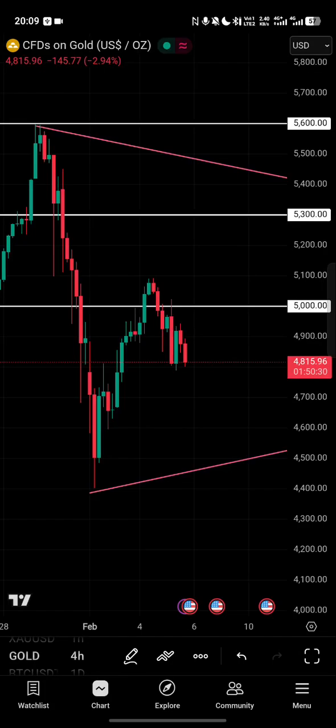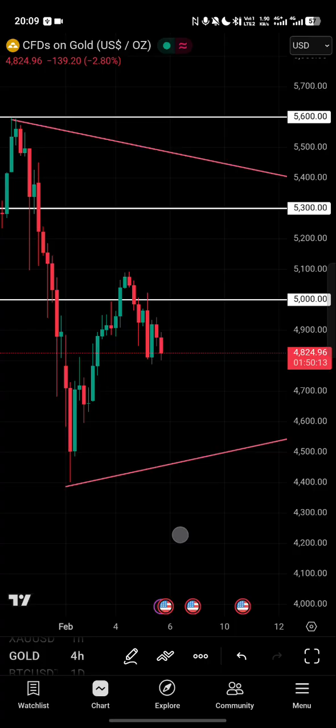Today we'll be updating on the gold chart on Thursday the 5th of February to see whether the chart right now is in a bullish or a bearish trend, to be able to confirm our bias or confirm our price action before we start entering a trade.